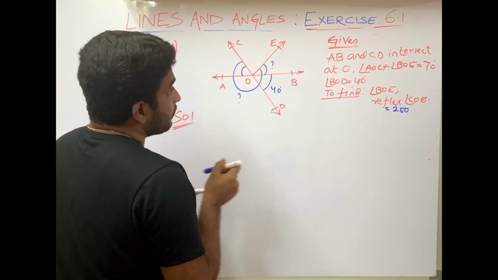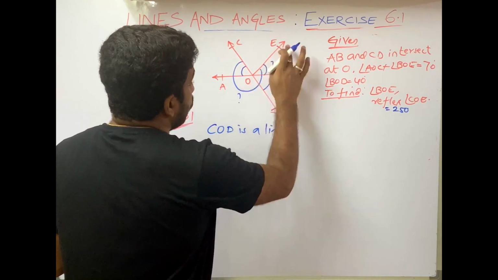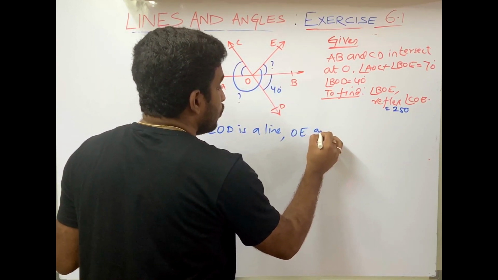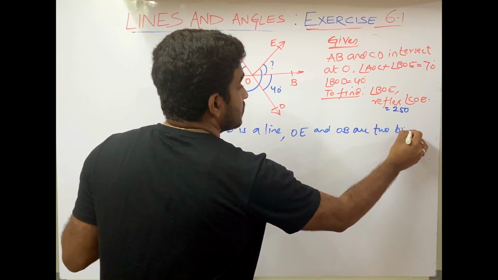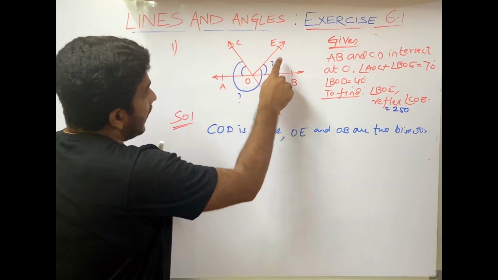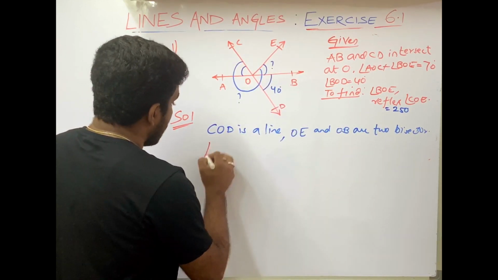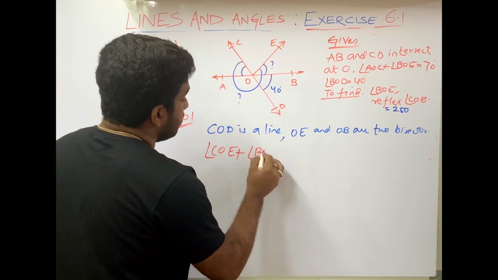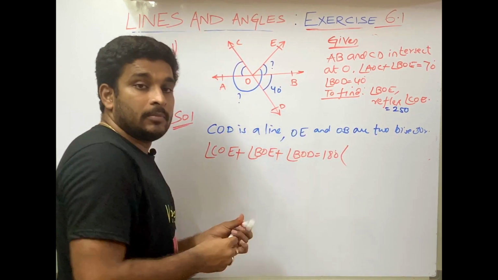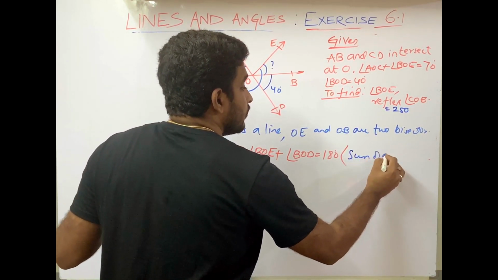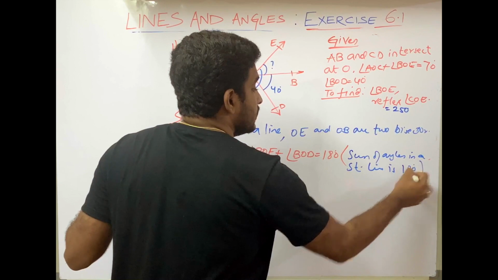How can we find? See, we know COD is a line where OE and OB are two bisectors. Now, angle COE plus angle BOE plus angle BOD equal to 180 degrees. What will be the reason? The reason is sum of angles in a straight line is 180 degrees.